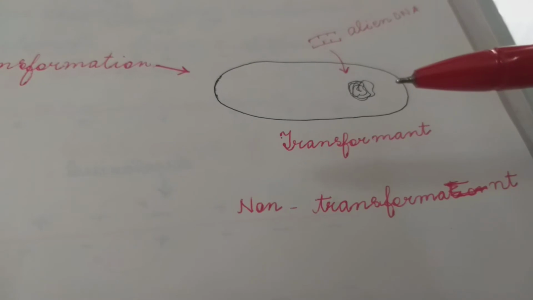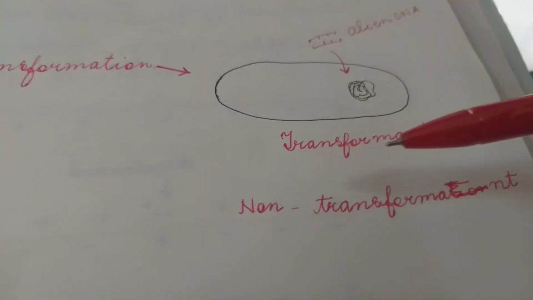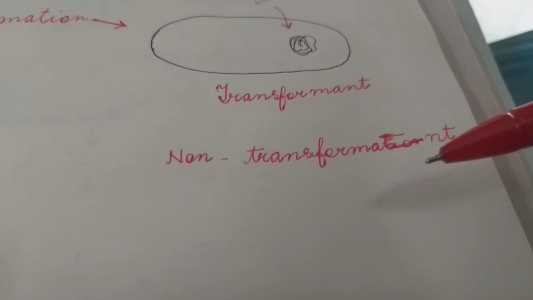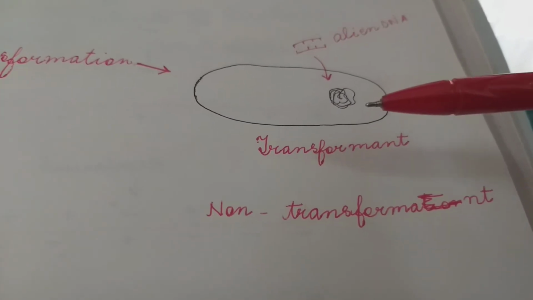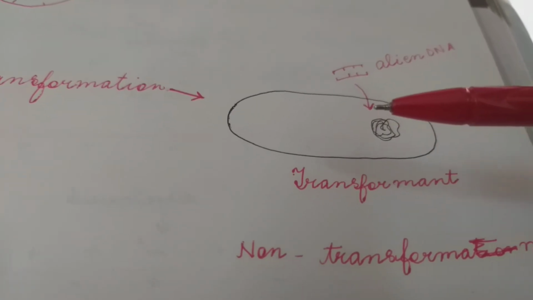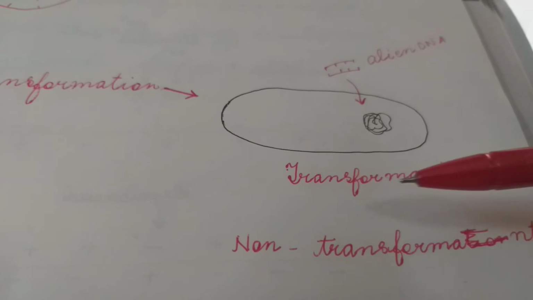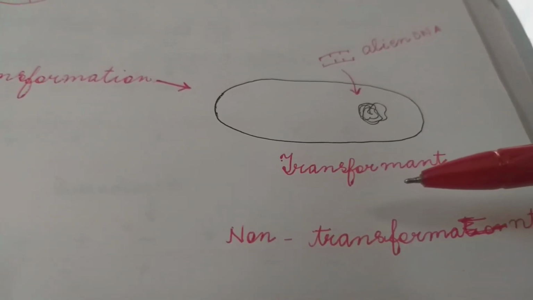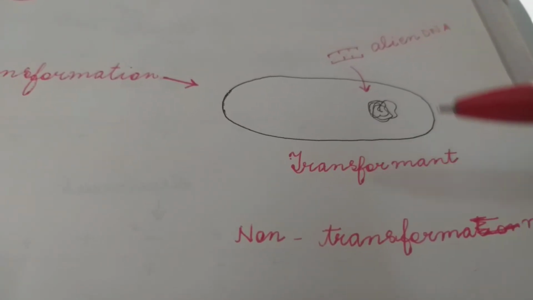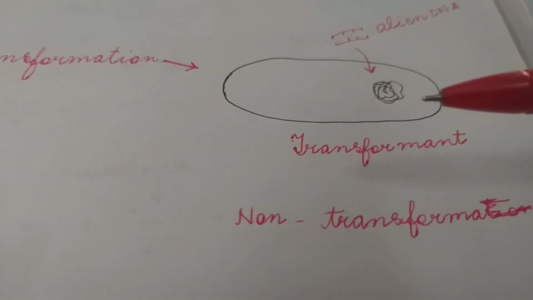And we require this kind of cell. We need transformants. We do not need the non-transformant. We need only those host cells where alien DNA has been incorporated. We need to grow and multiply the transformants, the cells which have received alien DNA, which have undergone changes in genotype and phenotype.